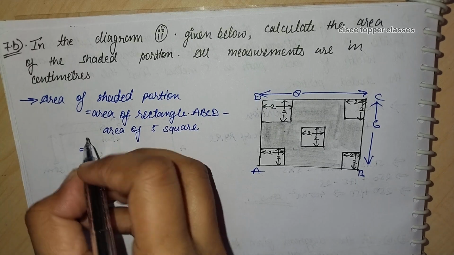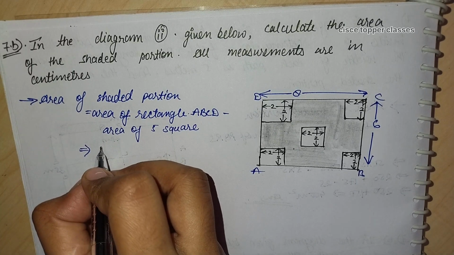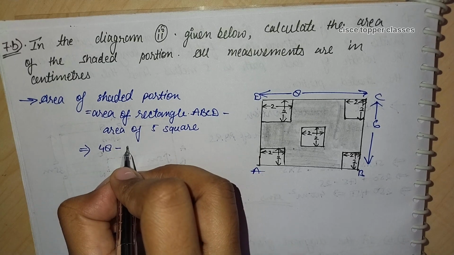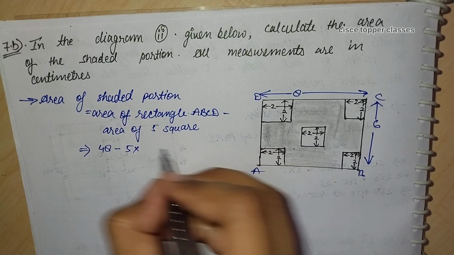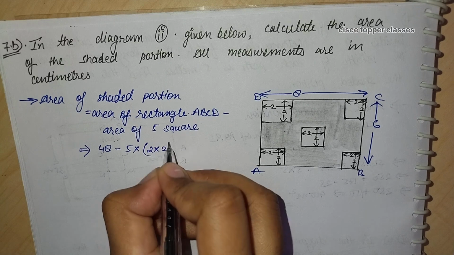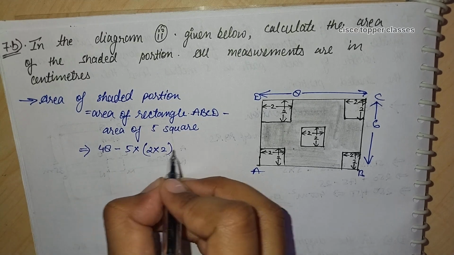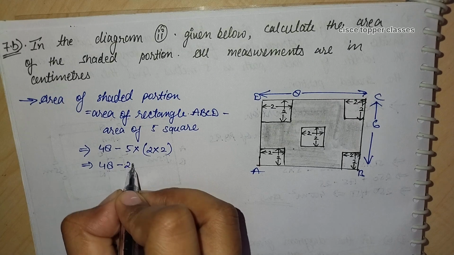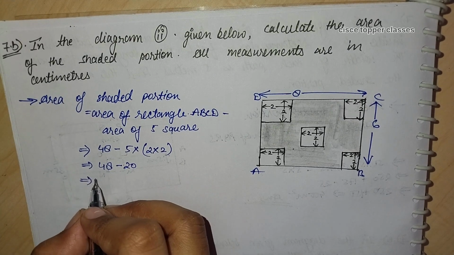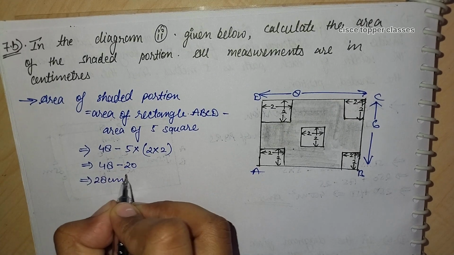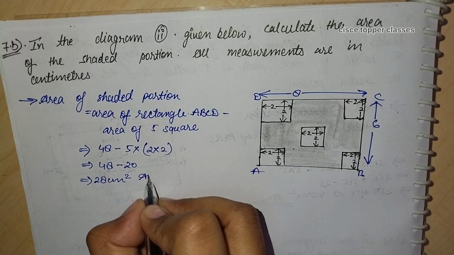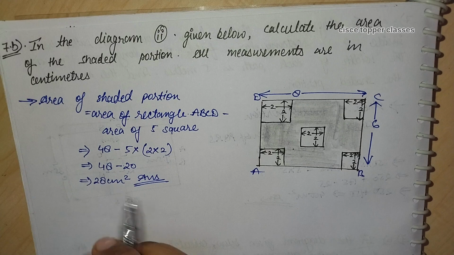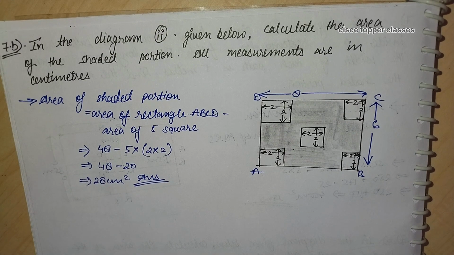So here we can write it as area of rectangle ABCD will be length into breadth, 8 into 6 means 48, and area of 5 squares will be 5 into area of these squares, means side square is the area of the square, so 2 into 2. We can write it as 48 minus 20. 48 minus 20 will be 28 centimeters square. So this is the final answer in this question, means the area of shaded portion here is 28 centimeters square and this is the solution of 7th second part.